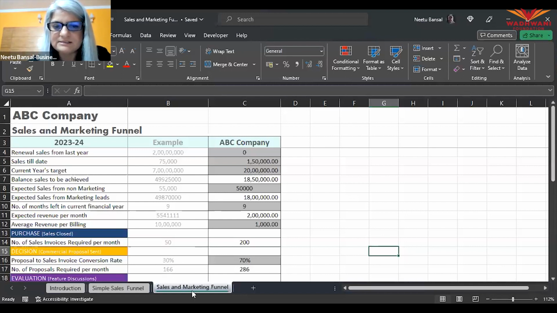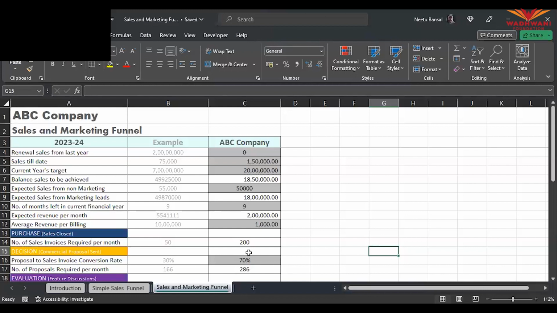You can just copy this sheet into another one and do it over there, including for those of you who have more than one product. If the buying cycles, the stages, the conversion rates, or the pricing are different, I would suggest you create a sales and marketing funnel for each of these products rather than trying to average it out. Then it loses the power. The power of this tool becomes less if you just average everything out. Thank you for that question, Ram.